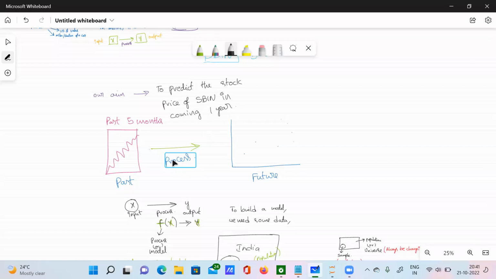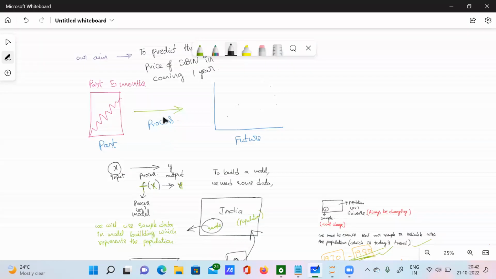So how do we do that? That's a kind of process. We are initially given some kind of input variables, and using all those input variables we need to predict some kind of output variables. Input is nothing but the past, and output is nothing but the future. And this involves a specific process, which is nothing but our model itself, right?